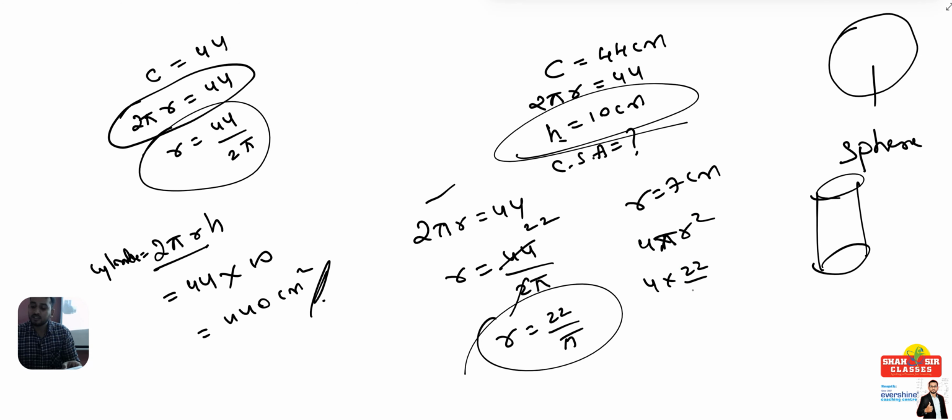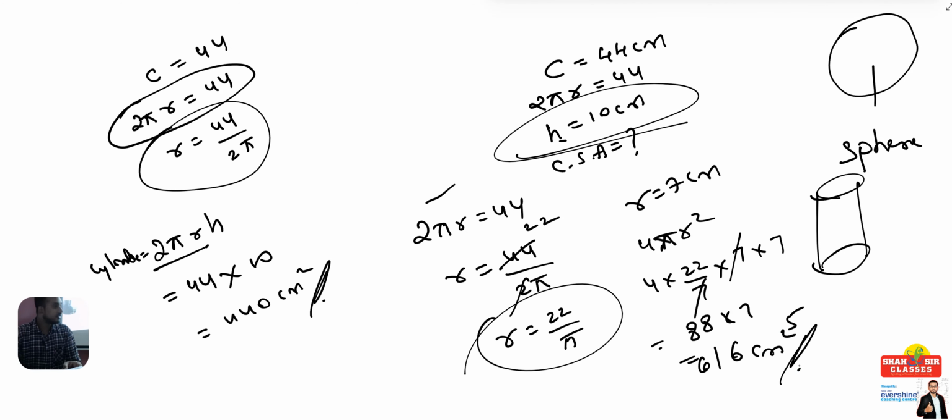4 into pi, which is 22 by 7, into radius 7 into 7. R square, no? Radius is 7. One 7 gets cancelled. 22 into 4 is 88, into 7. 7 8s are 56, 7 8s are 56 plus 5, lucky number, 616 centimeter square. That's it. Did you understand? Good. Okay. Is this clear? Good.